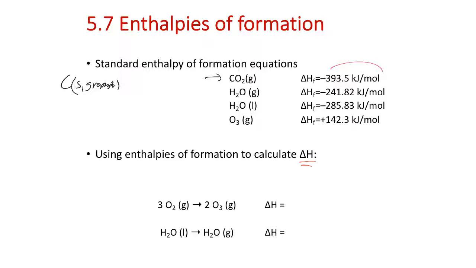So you take graphite and then add it to O2. O2 gas is the stable form. That's how oxygen exists most stably at room temperature. Ozone, in fact, let's flip back for a second. Carbon exists as graphite and diamond. So graphite is the most stable form of carbon.